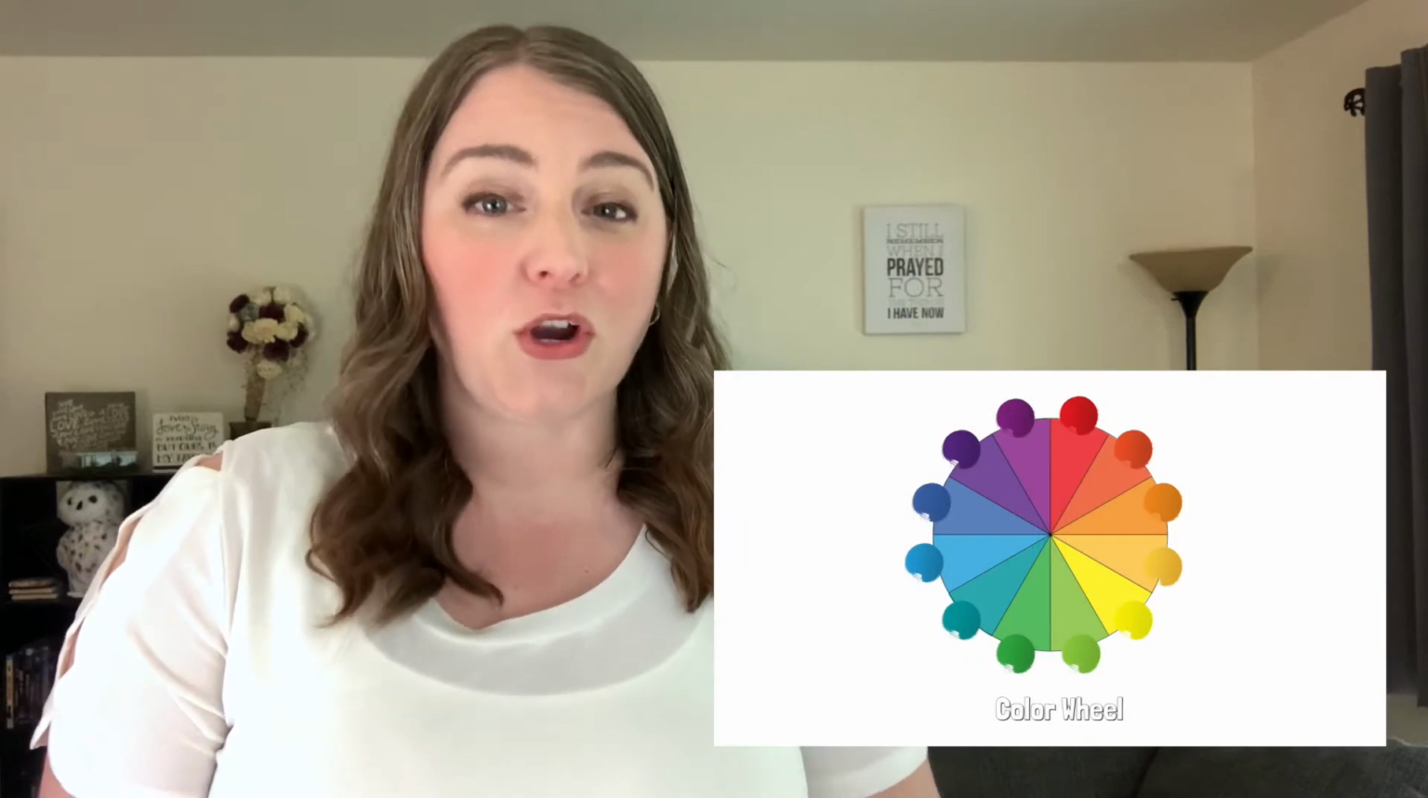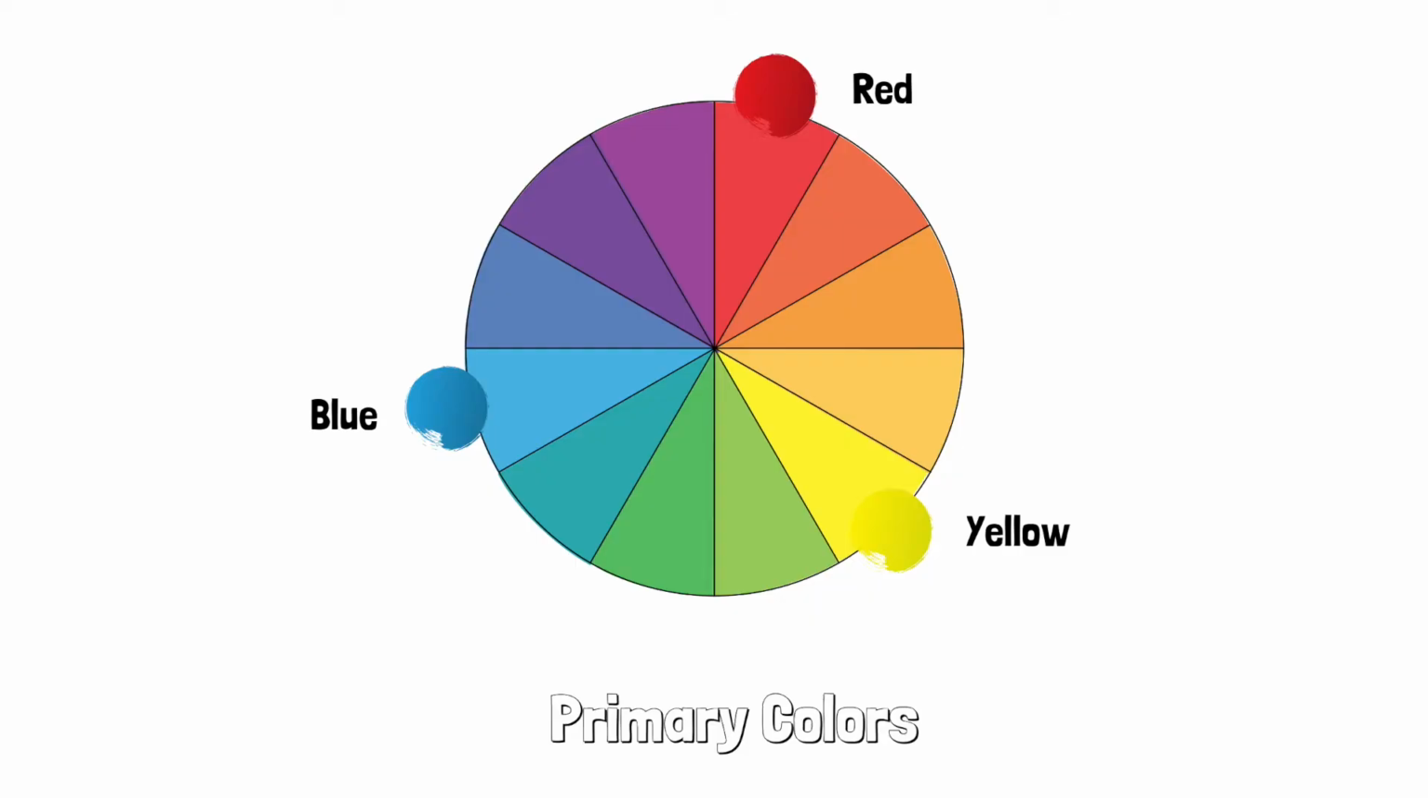All right, the first thing we're going to cover today is the color wheel. Most people have probably seen it, some version anyway. Here's what mine looks like. We're going to break it down, don't worry. Almost everyone has heard of primary colors. You got it, it's red, yellow, and blue.